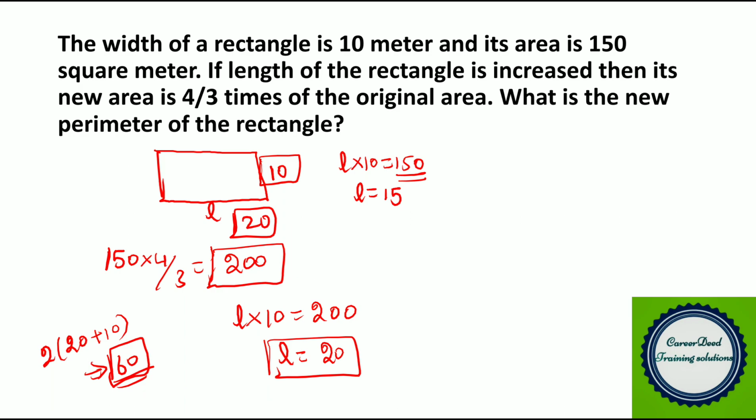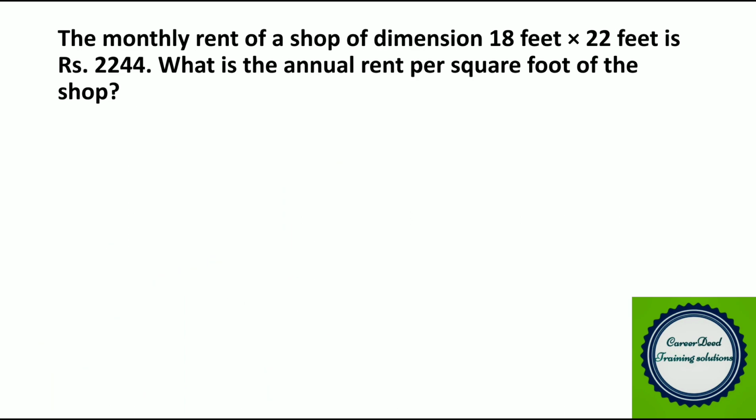Now question number 5. The monthly rent of a shop of dimension 18 feet into 22 feet is rupees 2244. What is the annual rent per square feet of this shop? So this area is in the shape of a rectangle. So the total area will be 18 into 22, length into breadth, is the area of the rectangle.